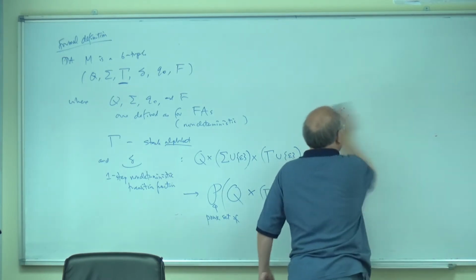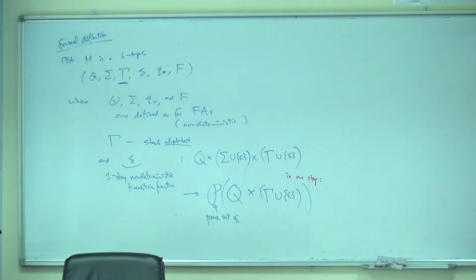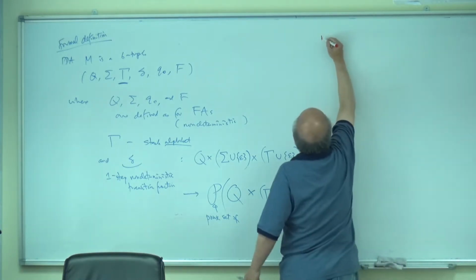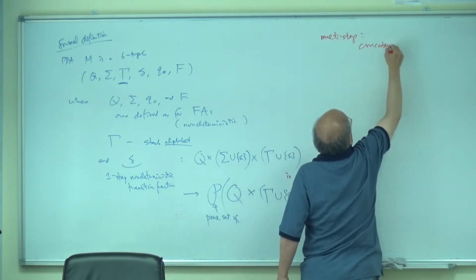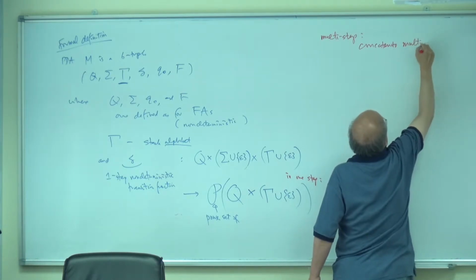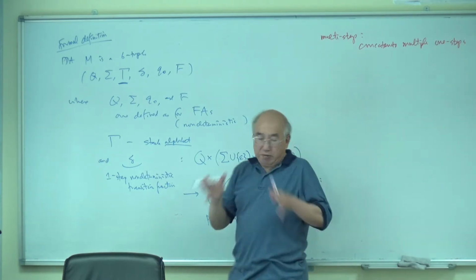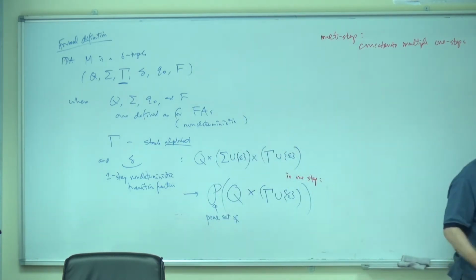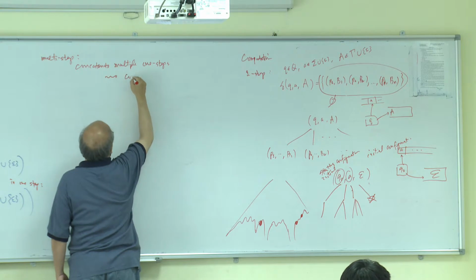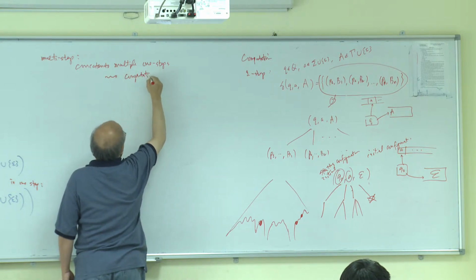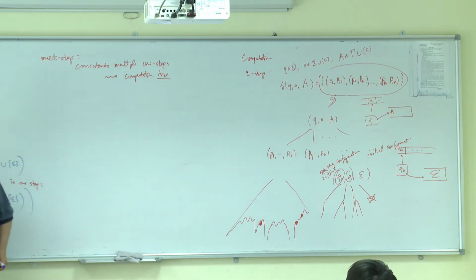So the multi-step computation or acceptance is a concatenation of these one-step computations, right? A multi-step scenario is a concatenation of multiple one-step computations. The result is a computation tree, right? Not a path. And some branches may be closed prematurely.